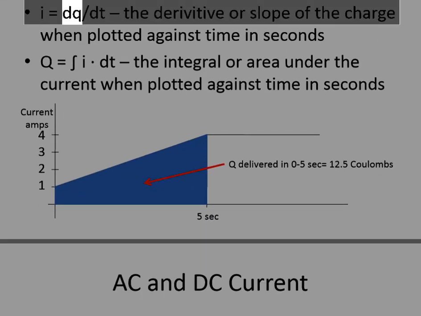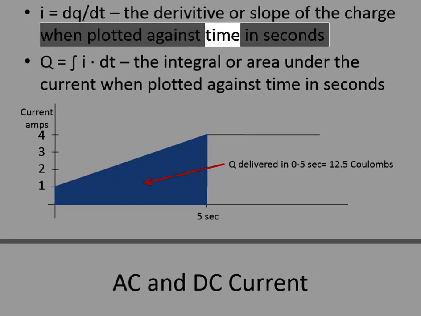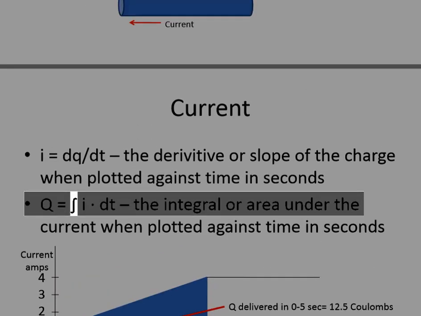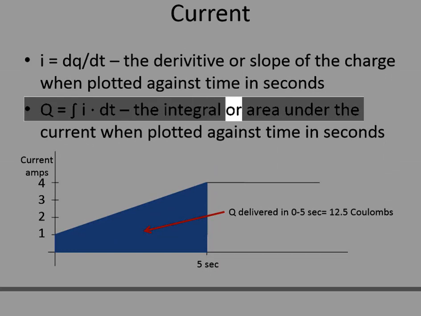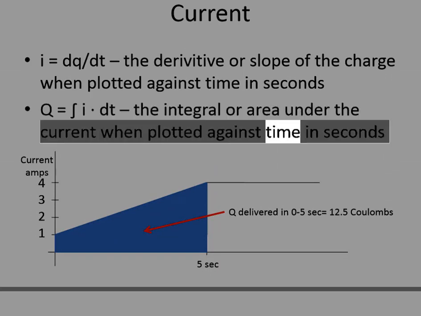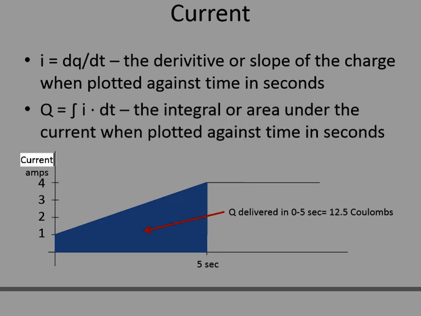Current I equals dq/dt, the derivative or slope of the charge when plotted against time in seconds. Q equals the indefinite integral of I dt, the integral or area under the current when plotted against time in seconds. For the current in amps plotted over 5 seconds, the Q delivered in 0 to 5 seconds equals 12.5 coulombs.